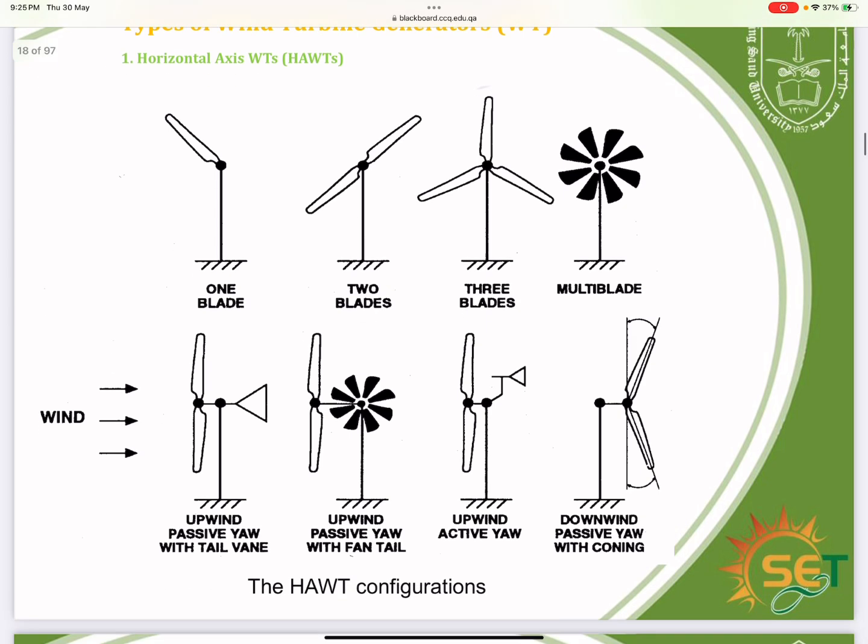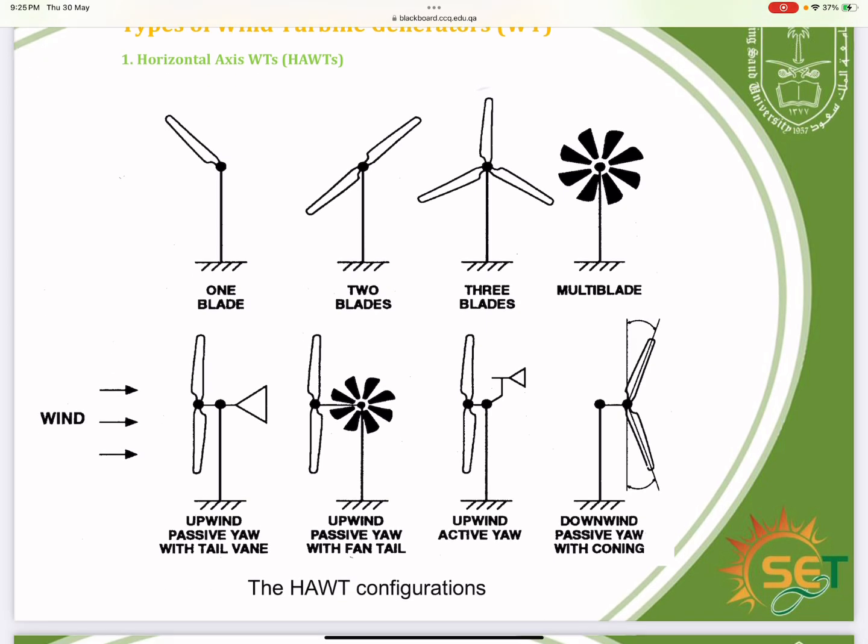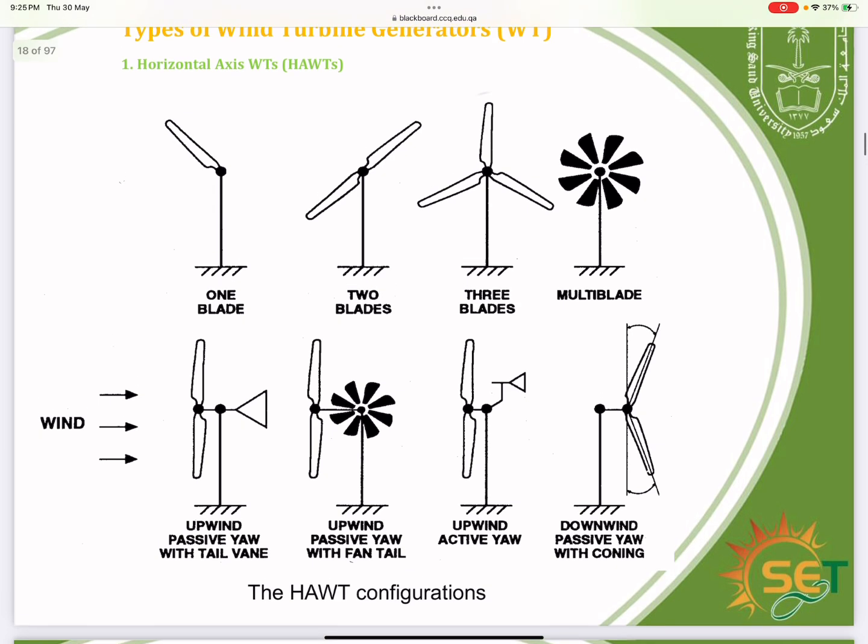Now let's talk about yaw control mechanisms. So we have here 4 types again. Let's start with the upwind passive yaw with tail vane. The advantages are that it is simple and cost effective, self-adjusting to wind direction without complex control systems. The disadvantages are less precise control, especially in turbulent wind conditions, and also potential for increased wear and tear due to constant adjustment.